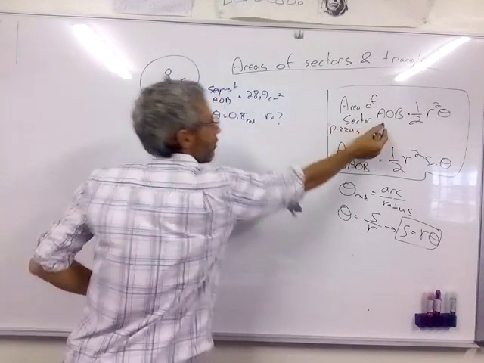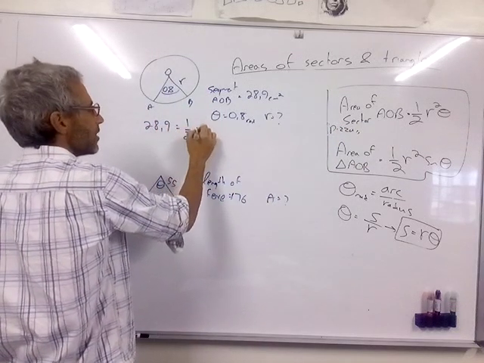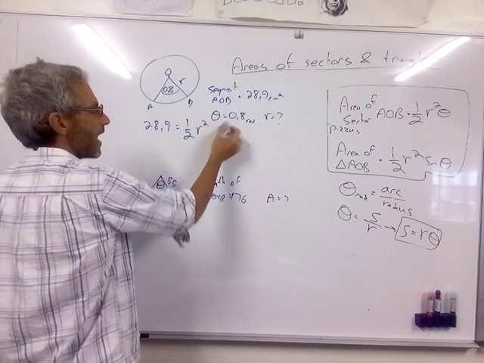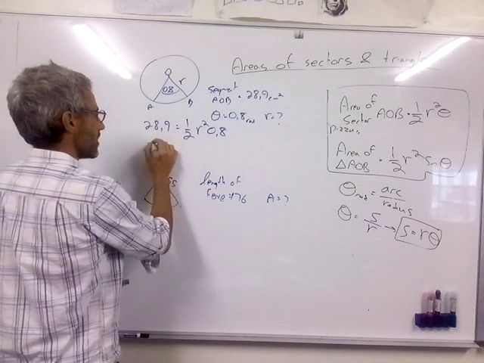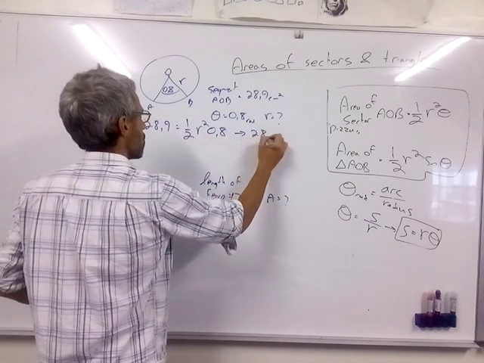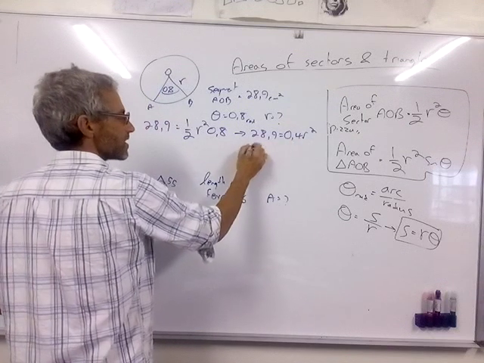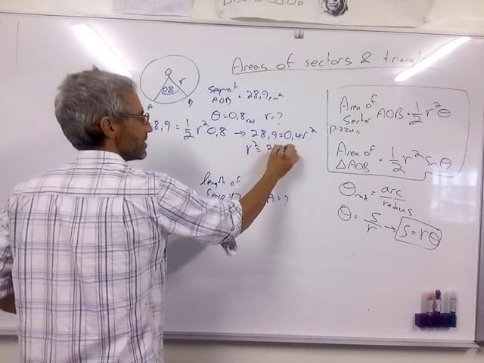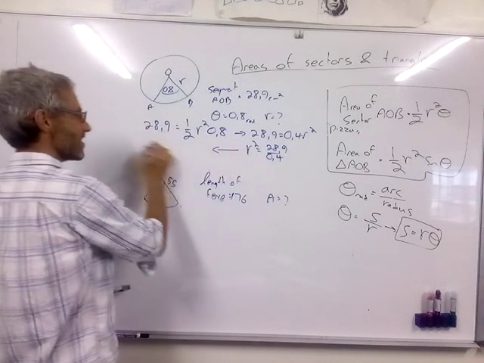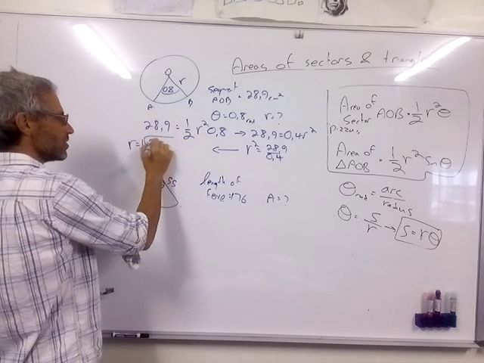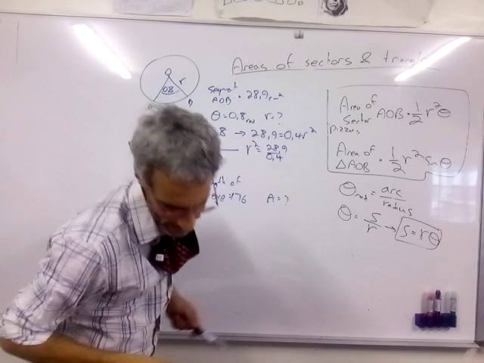So the area of the sector is 28.9, half times R squared, and the angle is 0.8. Okay? So we can rewrite this very quickly as 28.9 equals 0.4 R squared. Write it again as R squared equals 28.9 divided by 0.4. And then to get the answer, R equals the square root of 28.9 over 0.4. Need to put that in the calculator.